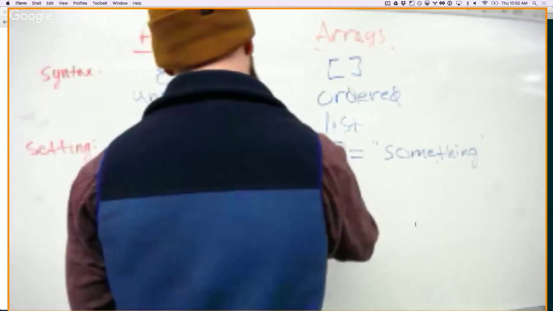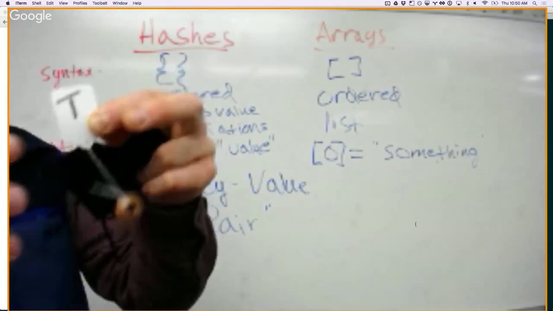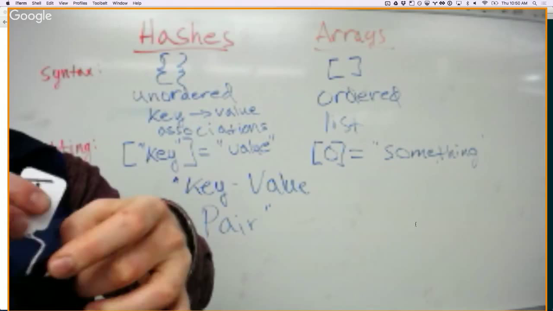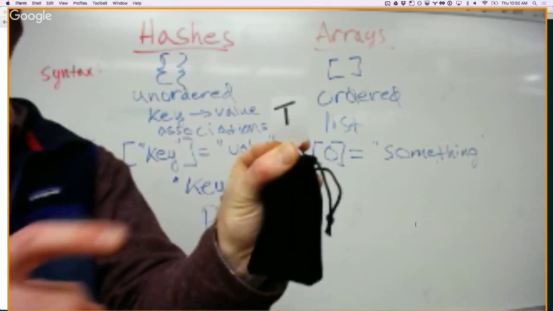Now that I've successfully created a pairing between these two, the key T and the value, the bead, I can put the bead into the hash. And the point of this whole metaphor with the bag and the bead is that when we work with the hash, part of the intent is that I can only refer to things by the key. So the key is out here, it's visible.